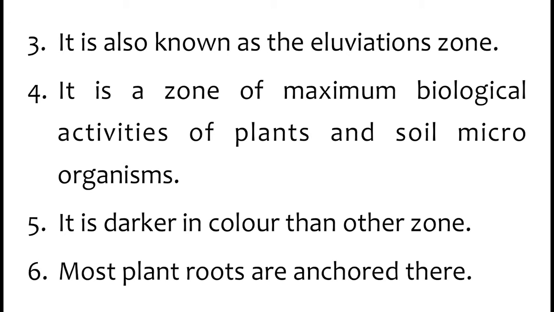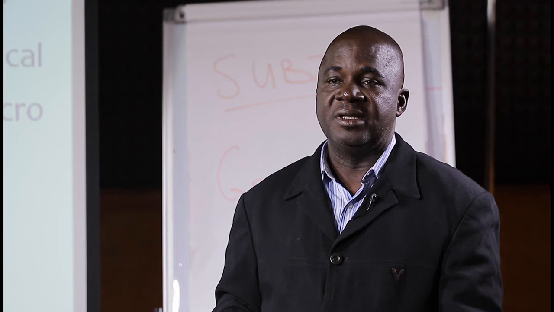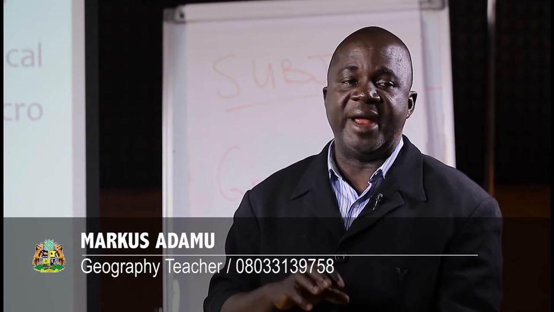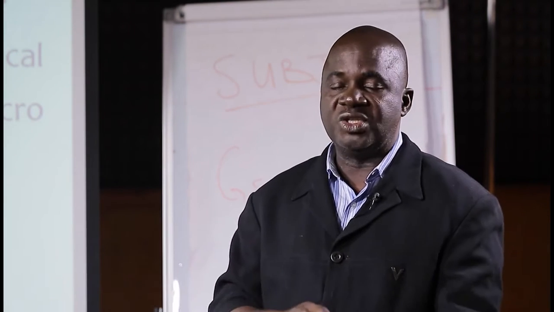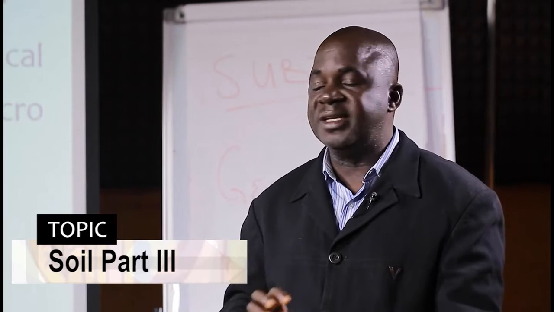Number 5, it is darker in color than other horizons. Number 6, most plants' roots are anchored there. This is the area where most of our plants' roots are found.